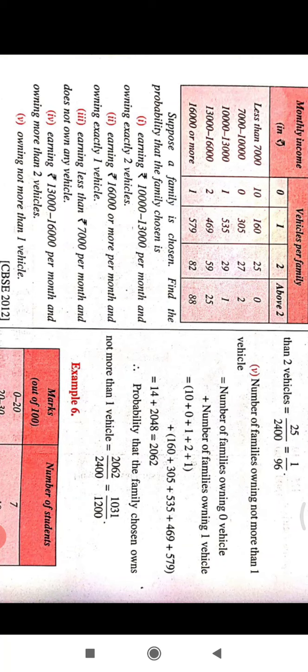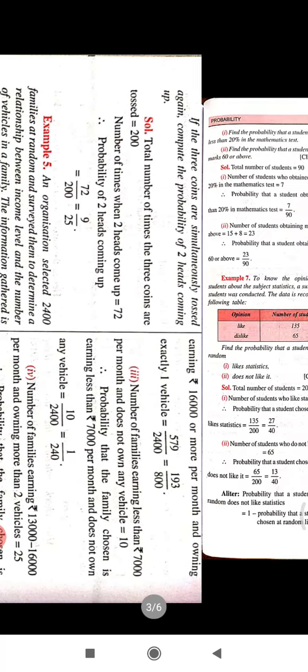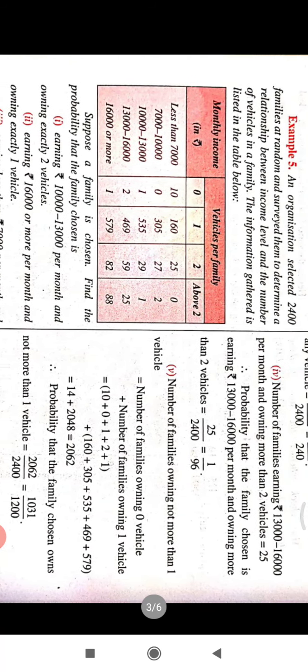First, suppose the probability that the family chosen is earning 10,000 to 13,000 per month and having exactly 2 vehicles. So see in the table, exactly 2 vehicles, whose income is 10,000 to 13,000: I think 29 families. Okay, and the total number of families is 2400, given in the question. So how do we find this probability? Okay, so we can write it in this way.